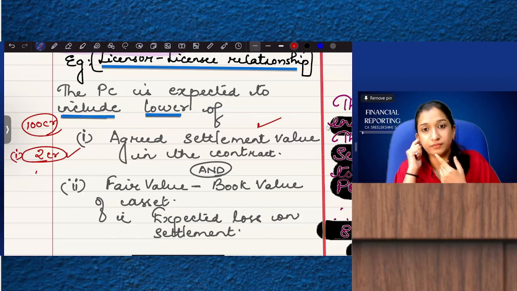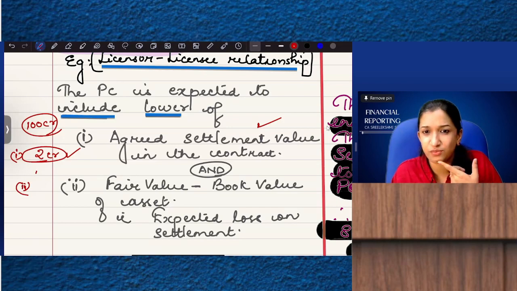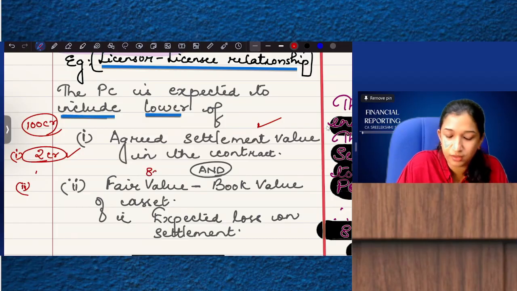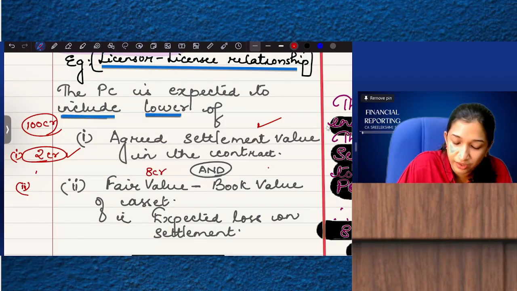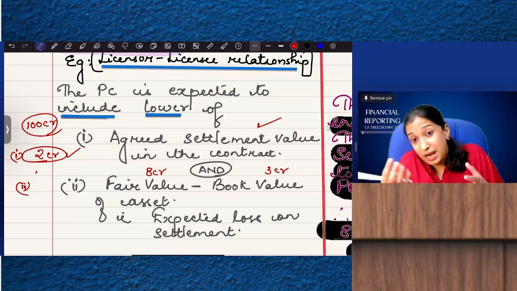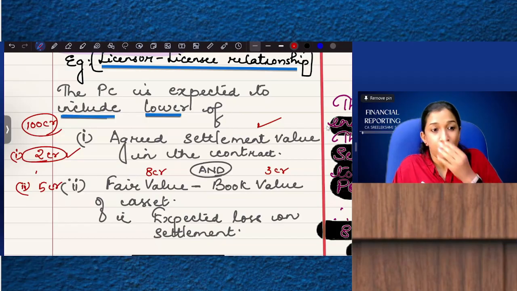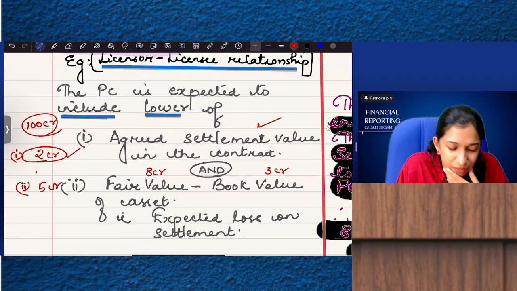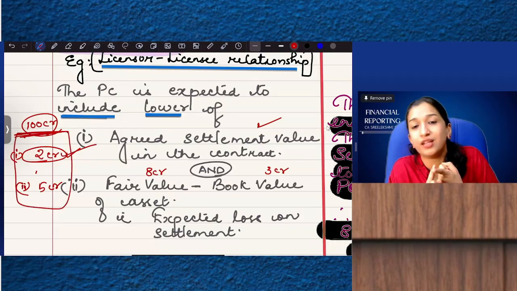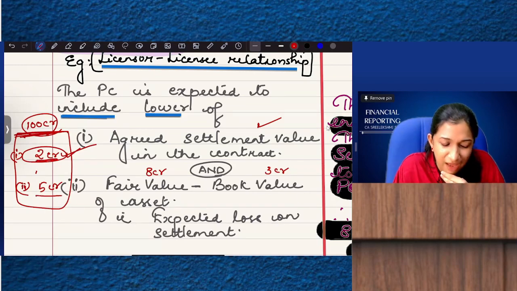That is the first. Then second, compare fair value and book value of the asset. Fair value of the asset is now 8 crores. Book value of the asset is only 3 crores. Which means I have given you the license at a lower value, but now I am taking over at a higher value. So there is a loss of 5 crore. If I were to terminate the contract other than in the course of business combination, I had to pay 2 crore. In the course of business combination, I have a loss of 5 crore.